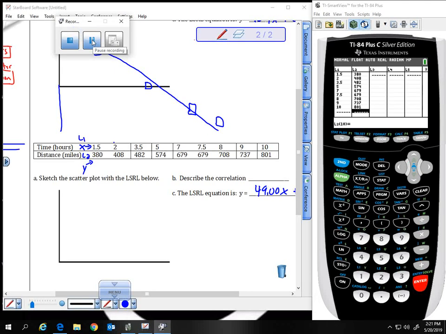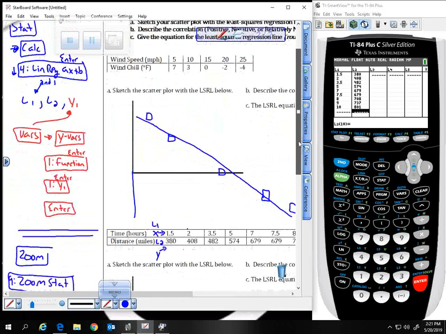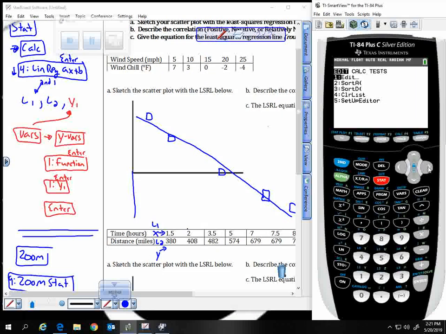All right, unpaused, my information is in. With that, follow your directions again, off to the side. All right, go to Stat, go over to Calc, go down to number 4, enter in number 4. We're going to have L1, comma, L2, comma, and then I need my Y variables. So Y, go over Y variables. It will be function, it will be Y1, and then you have to enter to perform it.